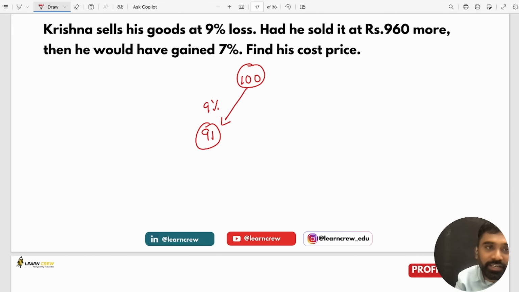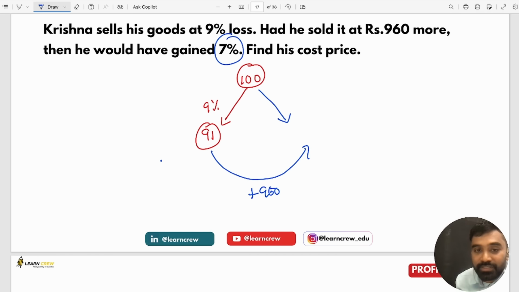Now what are they telling, sir? Had he sold it at rupees 960 more, extra 960, then he would have made a profit of how much? Gained additional 7%. Means from 100, you would have gained 107. Right? So now, sir, from 91 to 107, what is the difference, sir? 16 parts. And that is equivalent to how much, sir? 960. 16 parts is 960.